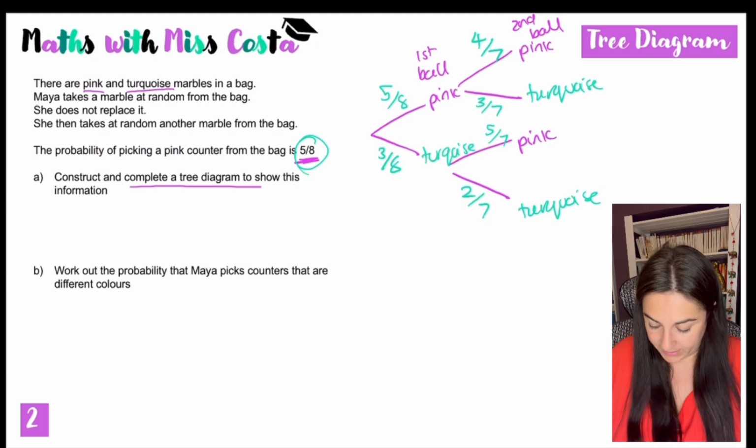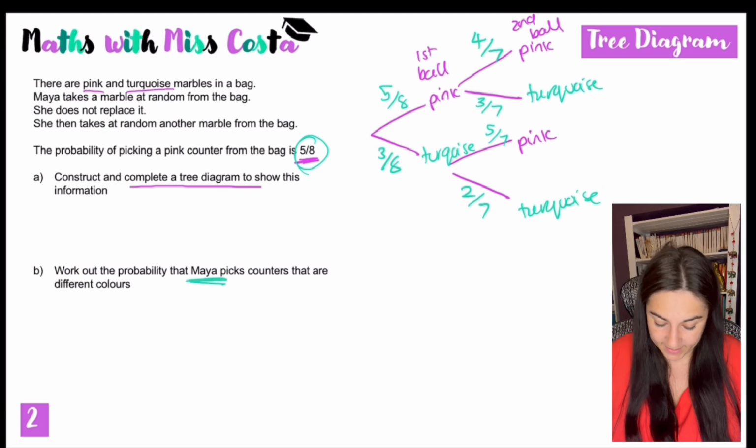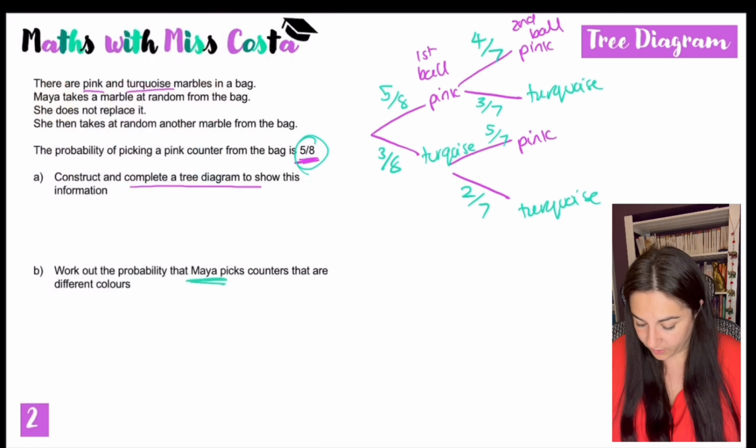So here's my tree diagram constructed and completed. And now I need to work out the probability that Maya picks counters that are different colours. So what routes can I take? Let's choose a different colour for this. I could go pink and turquoise. So when I go along the branches, I multiply my probabilities.